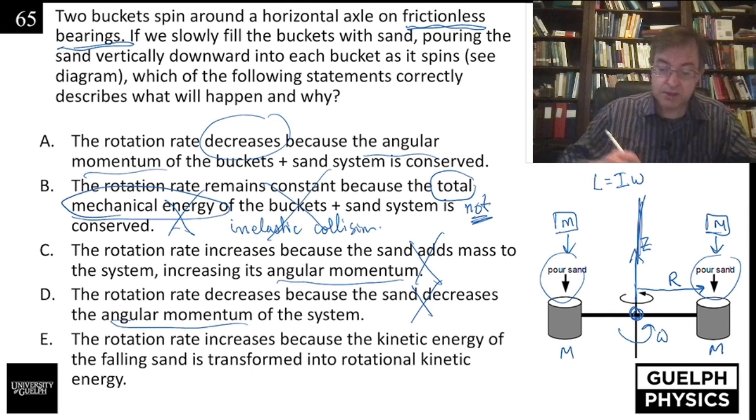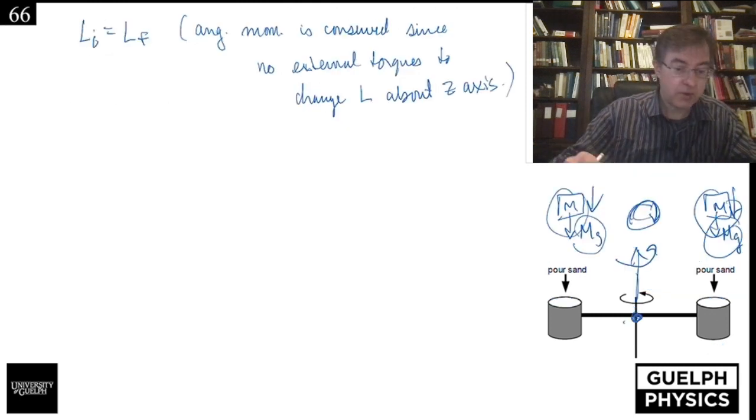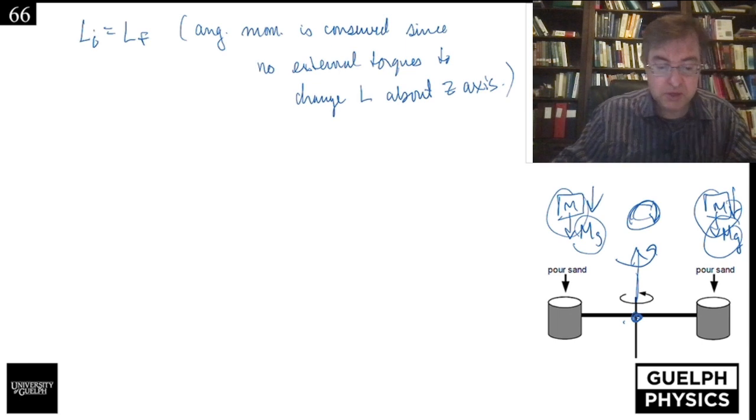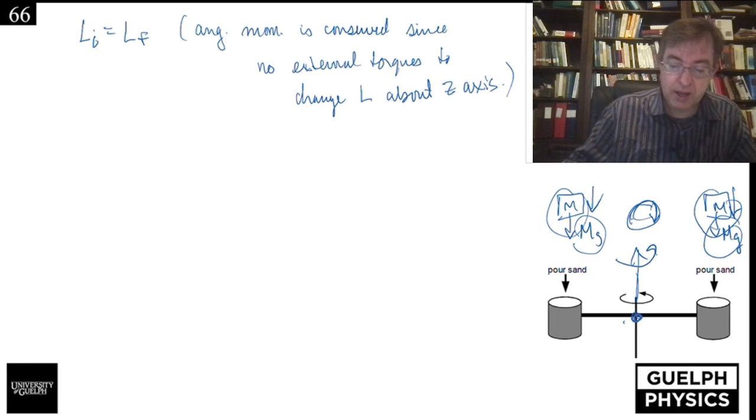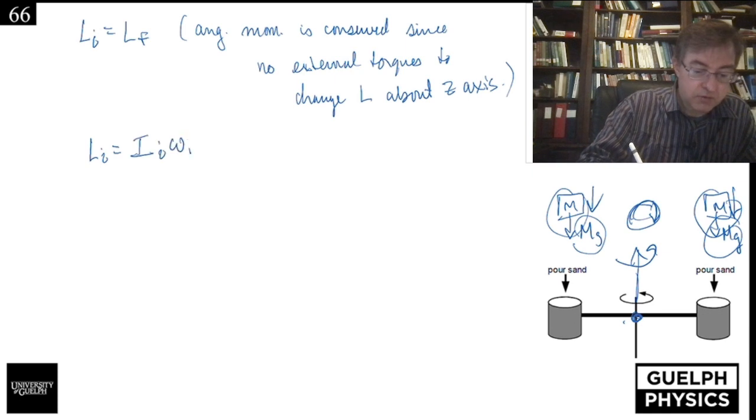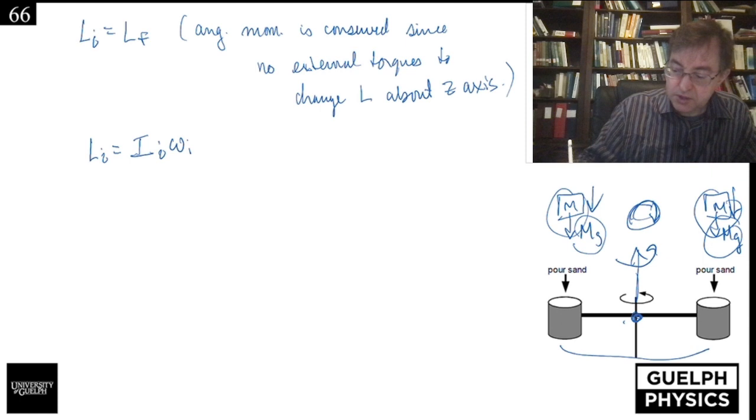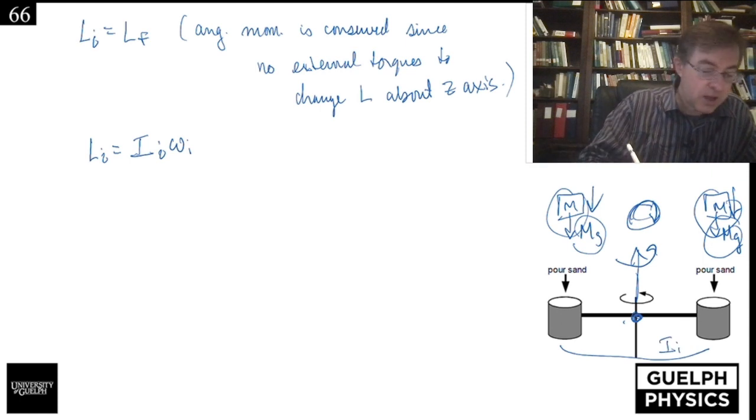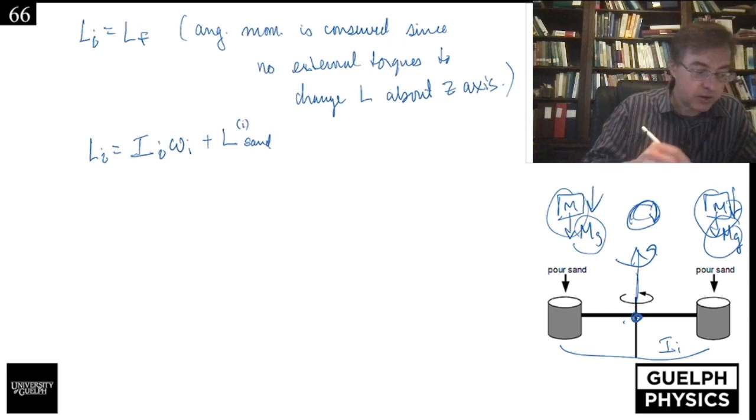So let's do that now. Angular momentum is conserved, so Li is equal to Lf, where Li is the initial angular momentum, which is the moment of inertia I of this system initially. And then I'll add in whatever potential initial angular momentum the sand has, and I'll come back to that later.